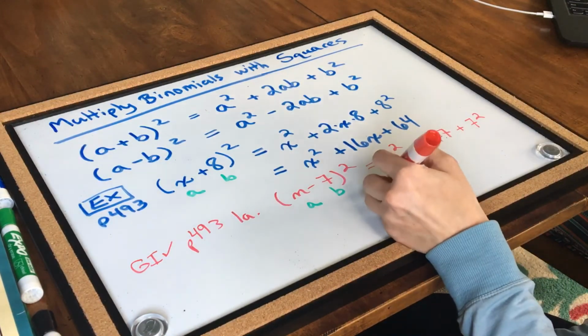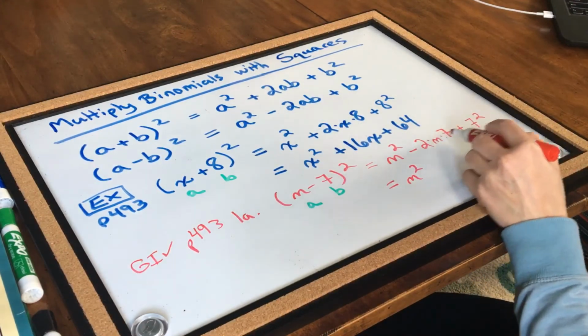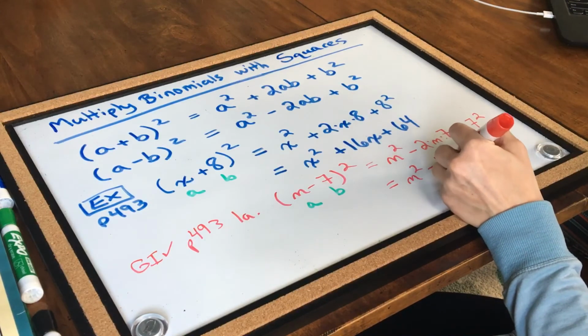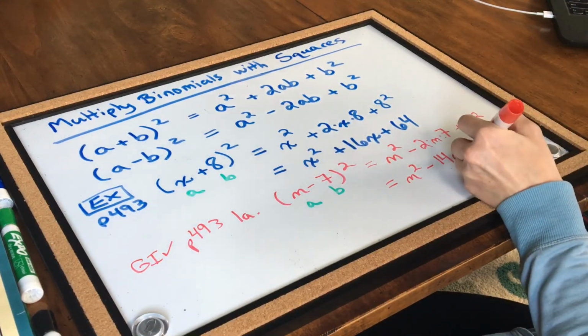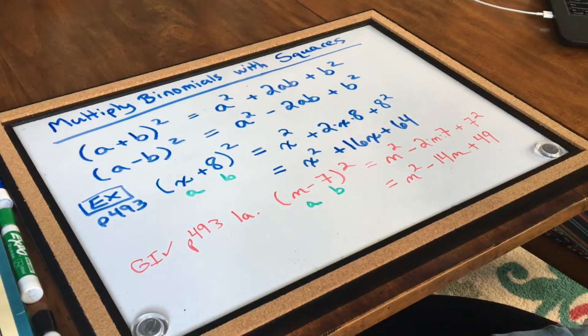Let's finish this up. n squared, that's as simple as it gets. 2 times 7 would be 14, so this would be minus 14n. Last but not least, 7 squared is 49, so this would be plus 49 at the end of my expression.